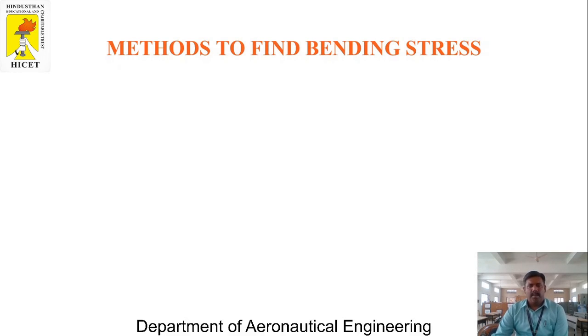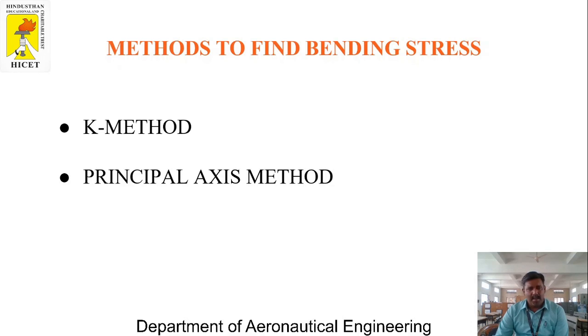Methods to find the bending stress for symmetric bending as well as unsymmetric bending. We have three methods. The first method is the K method, the second method is the principal axis method, and the third method is the neutral axis method.